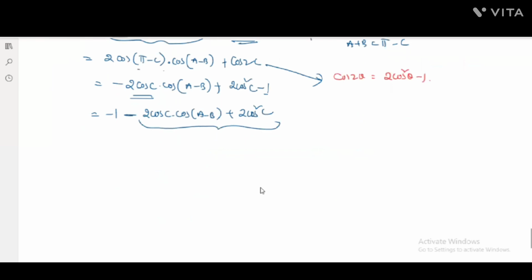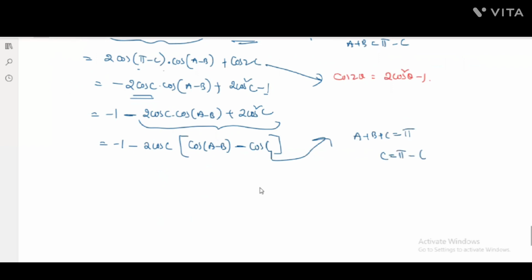From these two, we can take minus 2 cos C common. If I take minus 2 cos C common here, I will get cos of (A minus B) minus cos C left out. So here again, this C, from A plus B plus C is equal to pi, they have given, C can be written as pi minus (A plus B). So if I substitute here, minus 1 minus 2 cos C into cos of (A minus B) minus cos(pi minus (A plus B)).